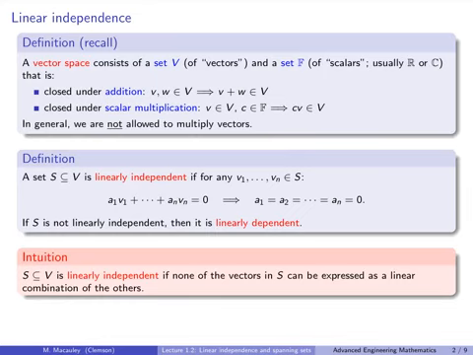Here's some intuition for the concept of linear independence that's not built into the definition, but it's not too hard to show that this is equivalent. A subset of vectors S is linearly independent if none of the vectors in S can be expressed as a linear combination of the others.